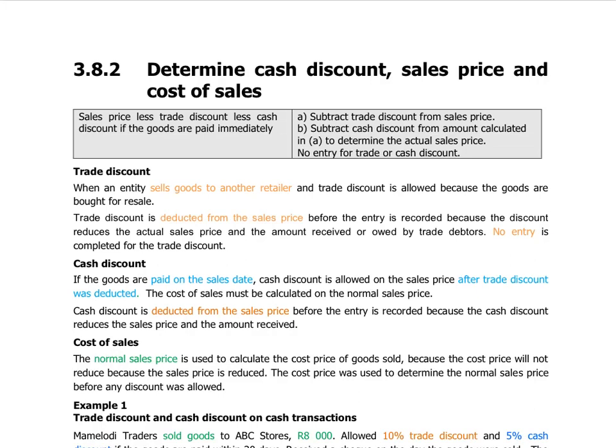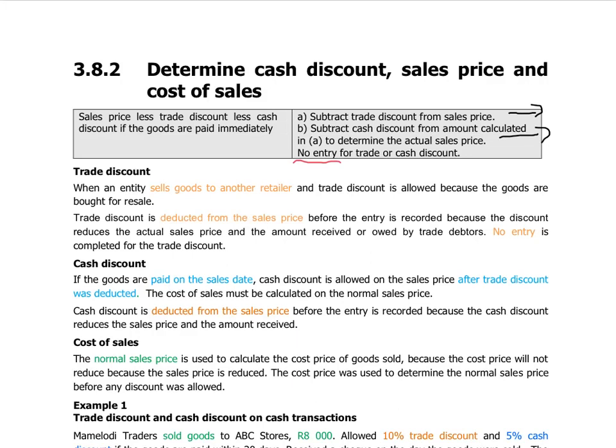When we look at this block, we see that if trade discount is allowed, we must subtract the trade discount from the sales price. If trade discount and cash discount are allowed, the cash discount must be subtracted from the figure that was determined after the trade discount was allowed. And you don't record any entry for trade or cash discount, so that is very important.